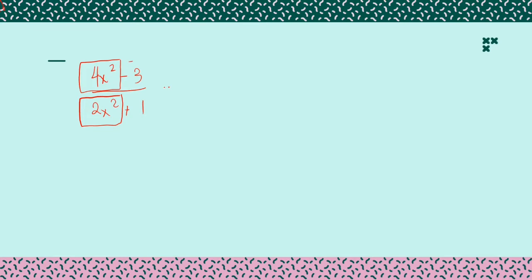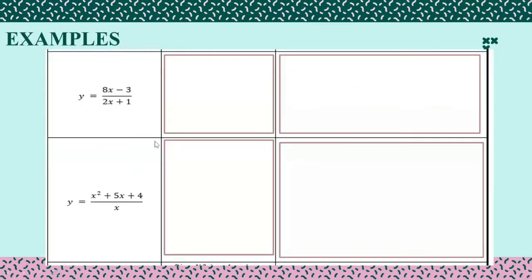Then, we need to get the coefficient. The coefficient of the numerator is 4, and the denominator is 2. Simplify, 4 over 2 is 2. So, the horizontal asymptote is y is equal to 2. Okay? That means the boundary of our curve is that it should not cross or touch our horizontal asymptote of 2.